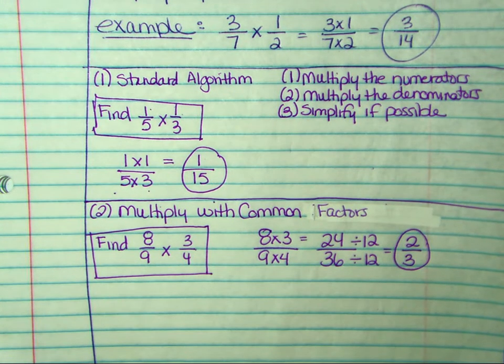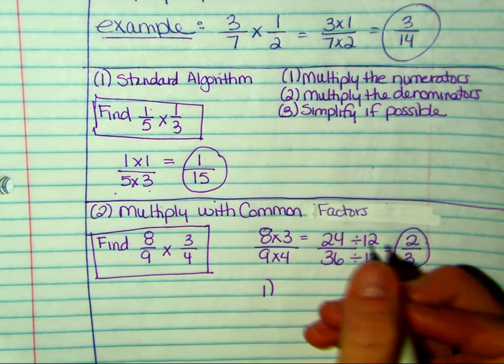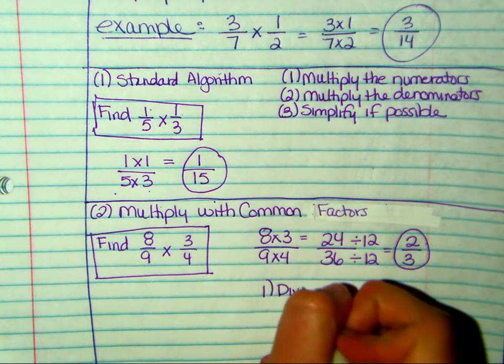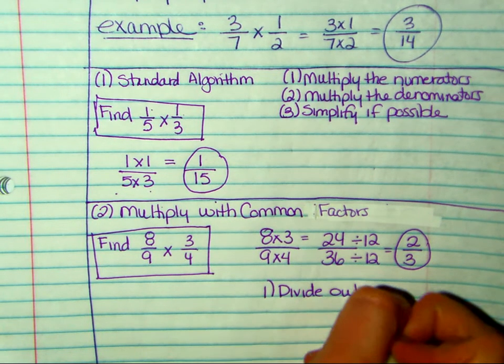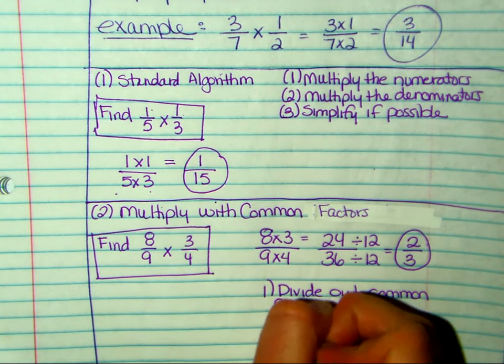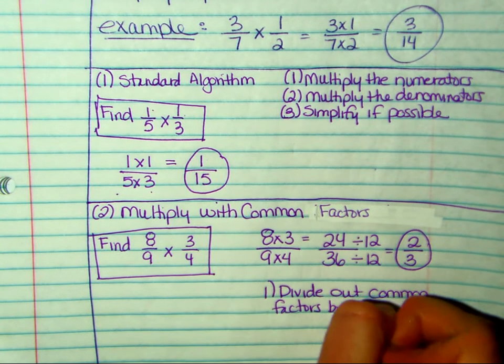Not too complicated, but I'm going to show you there's a way for us to simplify prior to doing the multiplication. And that process is that you are going to first divide out common factors by looking across.